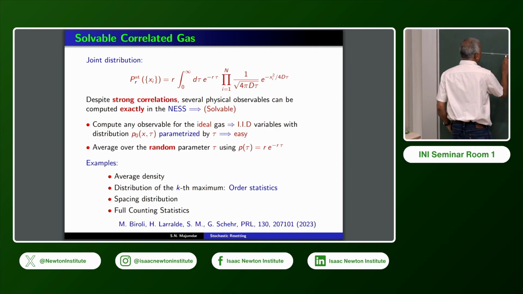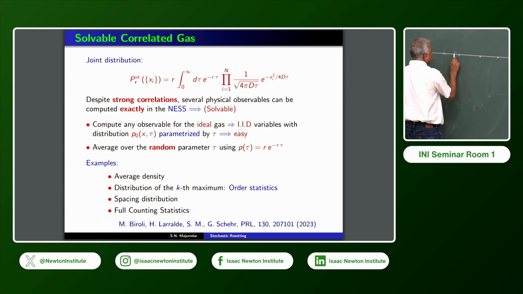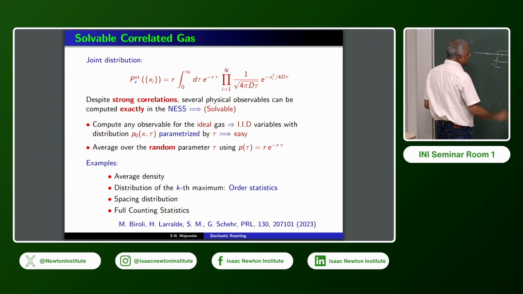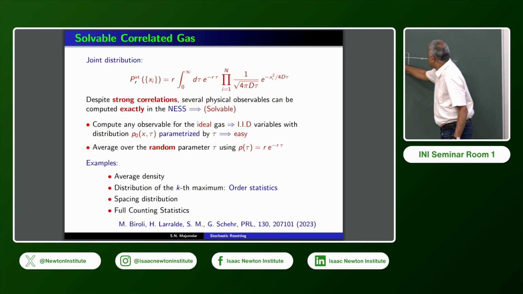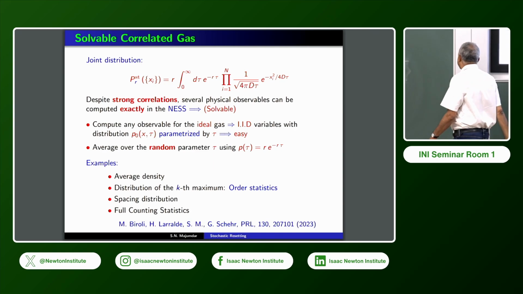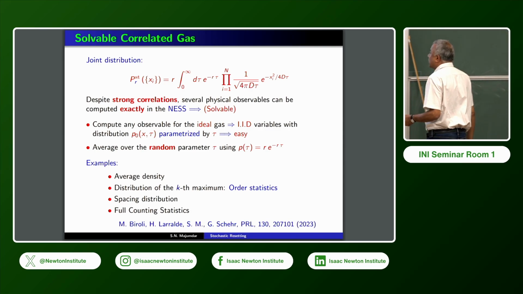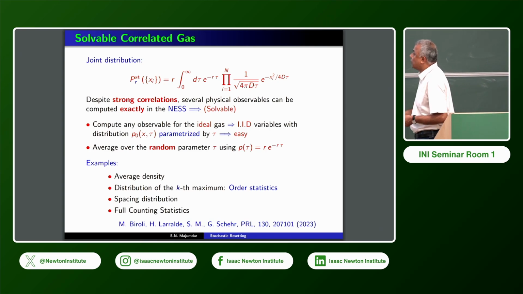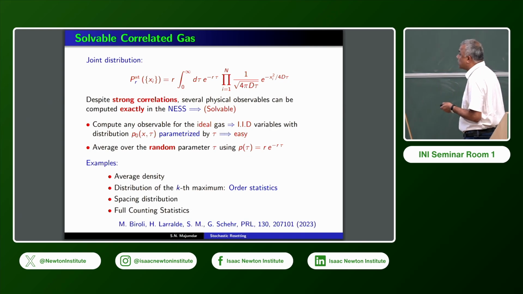So you have this point process on a line. Full counting statistics means I take an interval, let's say minus L to plus L, and I ask how many particles are there inside this interval and what is the distribution of that. Spacing means you look for the distribution of the gap between the particles, and order statistics means just looking at the kth maximum. I'm looking at these observables because I have some background in random matrix theory, where, when you look at the eigenvalue distributions of a random matrix, these are very natural questions that people ask. So you can ask the same questions here.